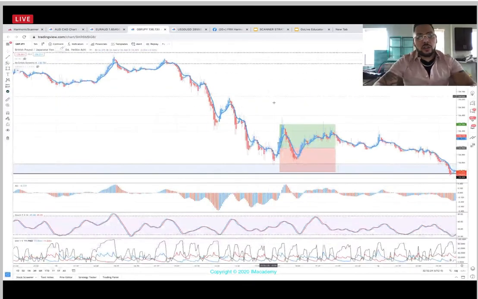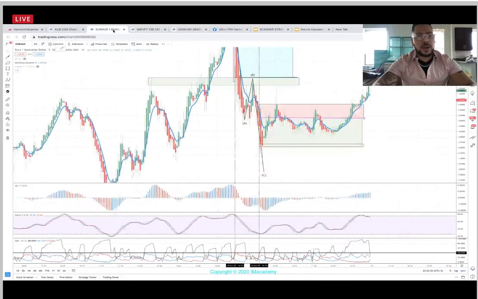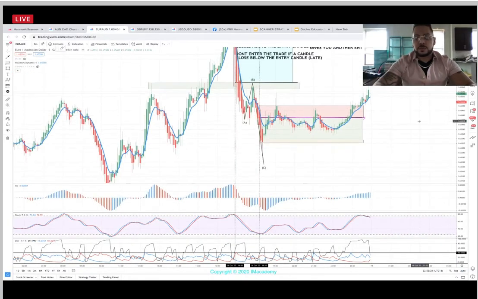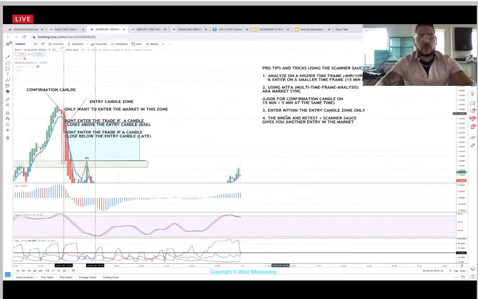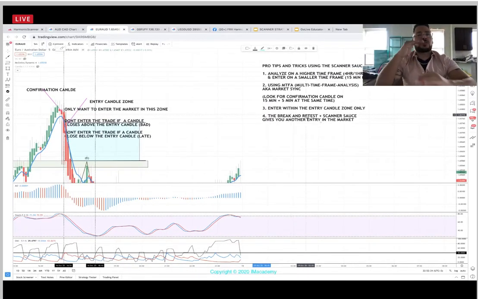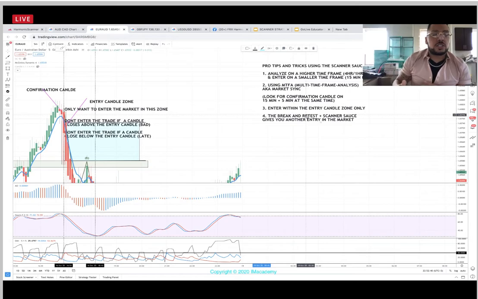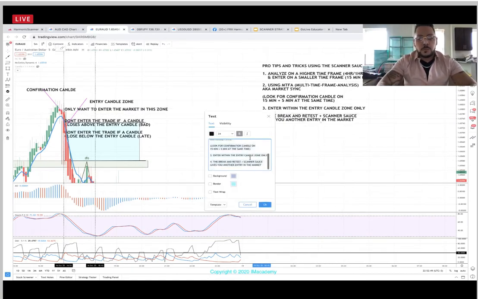So this is another way that you can use. Let's come back over here because we're going to get ready to wrap this up. But this is more advanced entry techniques that you can use. So the break and retest of certain zones, use the scanner source to get you another entry. Don't just enter late. Let the market recover, find the scanner source at the retest and enter, right?